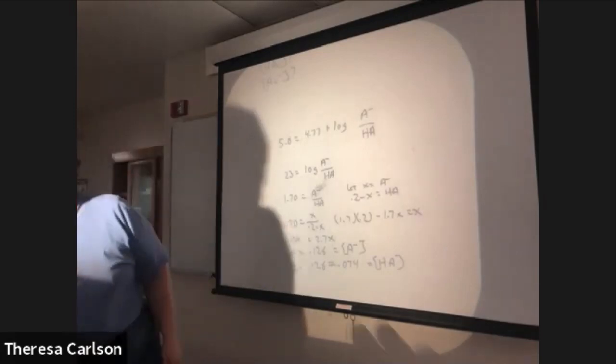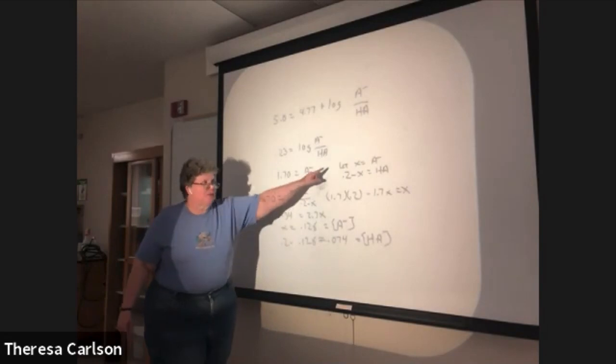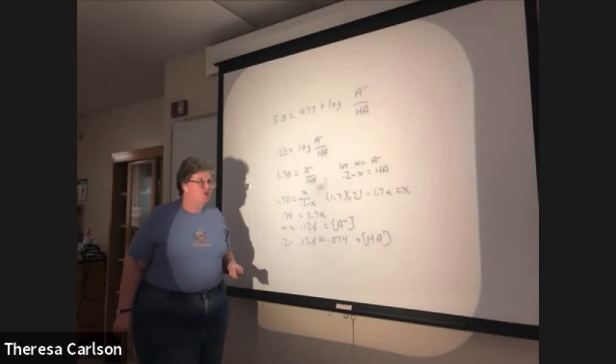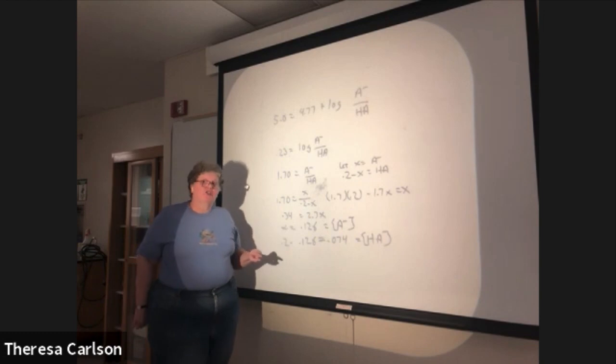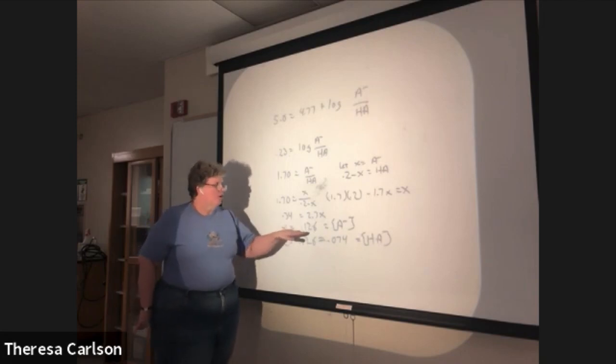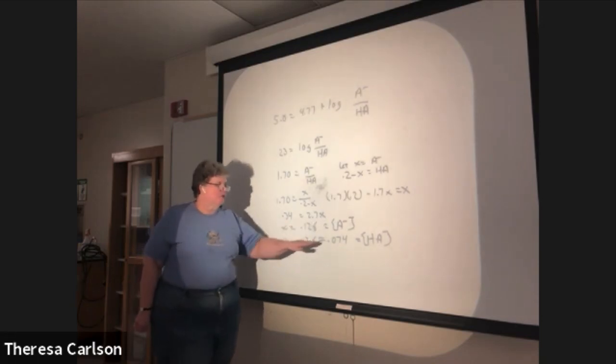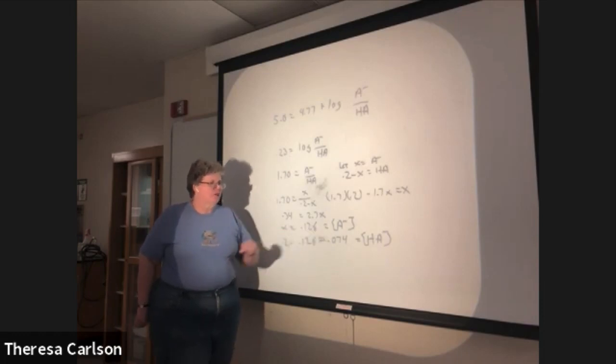So X equals 0.126. And then you go back and say, well, we defined X previously as the concentration of our conjugate base. Remember, last time we were working with conjugate base in millimoles, but this time we're actually working with molarity. So 0.126 molar is our concentration of our conjugate base, and 0.2 minus 0.126 is 0.074. So that's going to be the concentration of our conjugate acid.